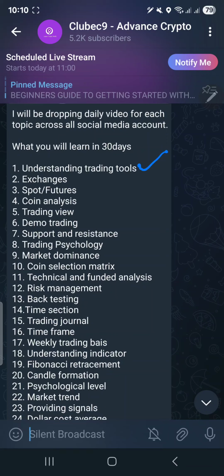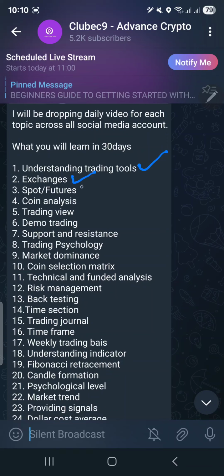Then number 3, we have spot and futures trading. That's why you're here, to make money. Spot is very simple. Spot is buy low, sell high. But futures allows you to be in contract with the exchange, so you are able to open a long position, also open a short position, which will have stop loss, take profit, and the likes, right? All this will be given to you in detail. So every day, don't forget to join me so you can learn all these things.